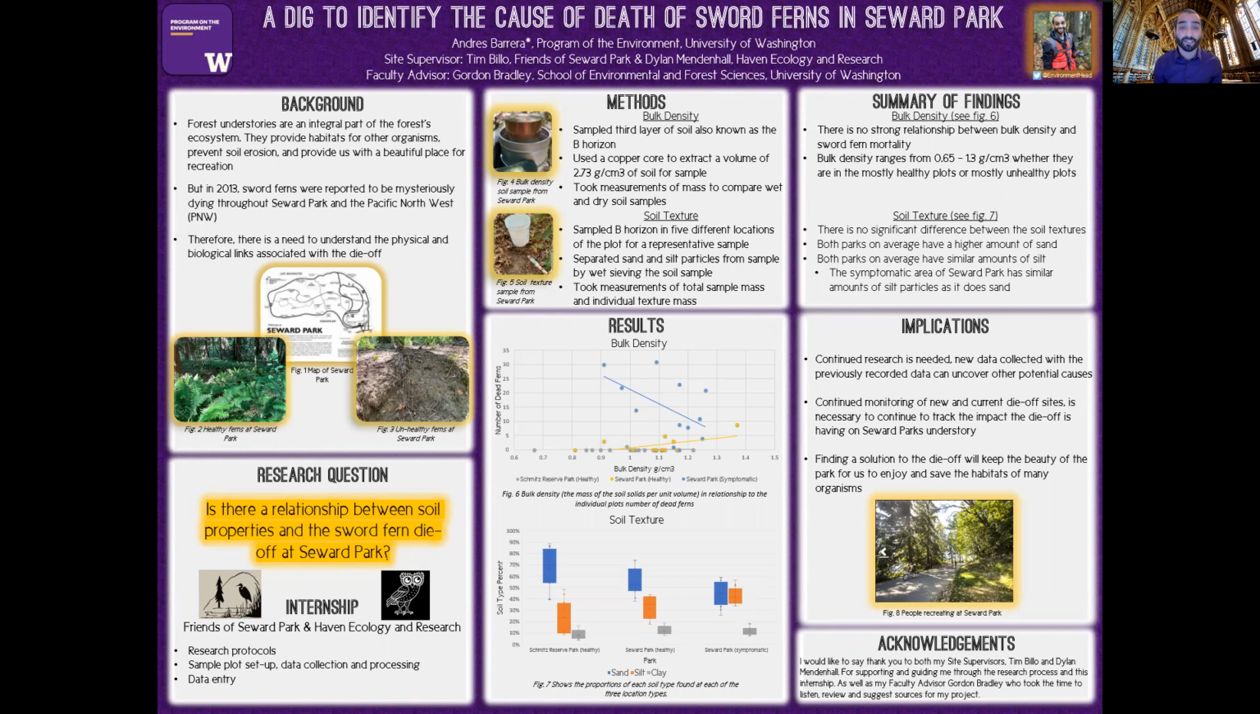Figure two shows a healthy area of Seward Park, healthy sword ferns from Seward Park. As you can see, it's very lush, very green, it's beautiful. On figure three, there is an area of Seward Park that has unhealthy ferns, which have died off and cleared completely out. So I wanted to ask, is there a relationship between soil properties and the sword fern die-off at Seward Park?